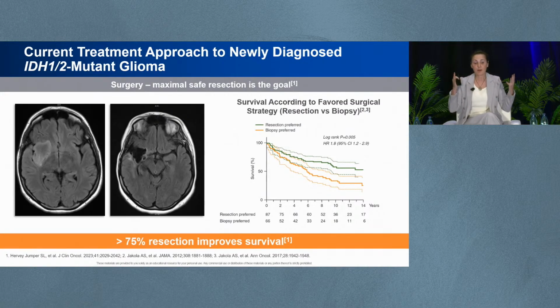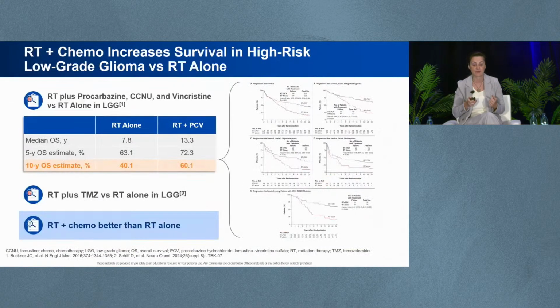If we think about optimal management of patients diagnosed with IDH-mutant glioma, first I would start with surgery. And the only thing I'm going to say is that at the time of diagnosis, surgery is recommended and maximal safe resection is the goal. I'm not going to say more there because my colleague, Dr. Harvey Jumper, will be discussing more about that.